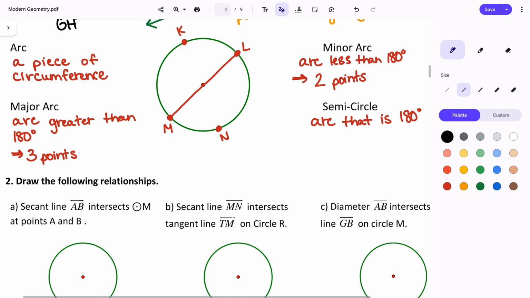So if I were to start at L and travel around my circle, and maybe I hit K, I would want to go beyond M because stopping at M wouldn't be greater than 180. That would be an example of a semicircle. So if I go LK, I would want to maybe go all the way to N for a major arc. So I could call that LKN. So I'll do that over here, LKN. And when you're labeling an arc, you're going to draw a tiny little arc above those letters.